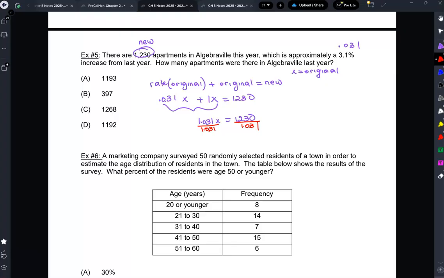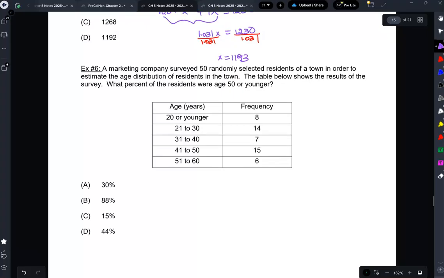So what is this? Jacob, did you do it? What did you get? I got the answer. 1,192. Yeah, or 93, right? Yeah, so it's this one. Okay? I got 93.02, so I'm just rounding. Yeah, because it's how many apartments, and we're not going to have a fraction, right? So we're just going to round.